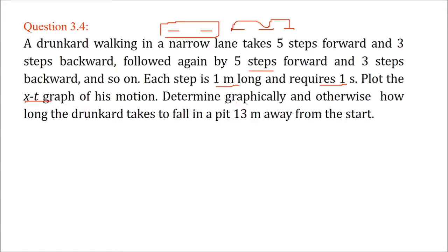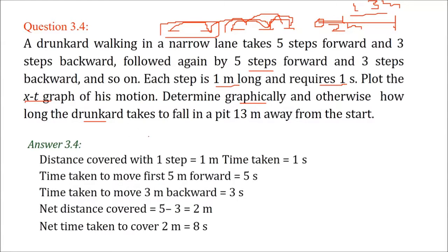We have to determine graphically or otherwise how long the drunkard takes to fall in a pit 13 meters away from the start. So we have to start from here. We have to see how much time it needs for him to go up to this 13 meters. We know that every time he walks for 2 meters only, because he walks forward for 5 steps, then he comes back. So 2, 2, 2 like this, and just 1 meter is remaining. We'll see about that. The distance covered in 1 step is 1 meter and time taken is 1 second.